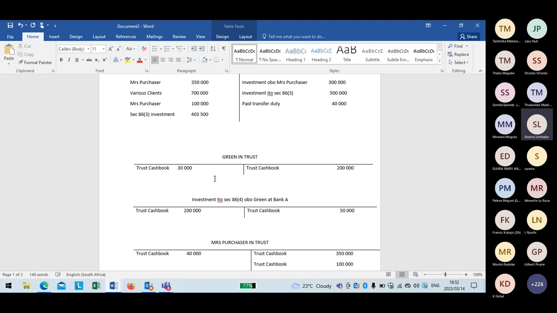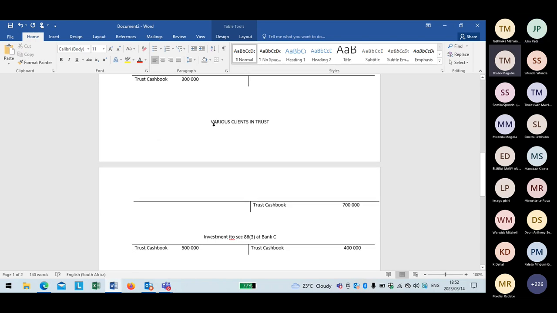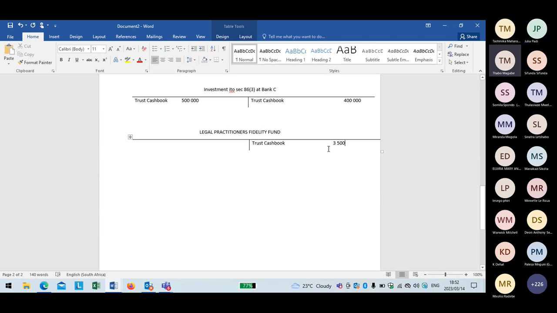When we pay, all right. Now we are simply showing that they are entitled to interest. Oh, it's a liability. Okay, yeah. And this is why we credited them in trust. Do you see the LPFF's account? It's credited with 3,500. Oh, yes. No, I get it. Now I get it.